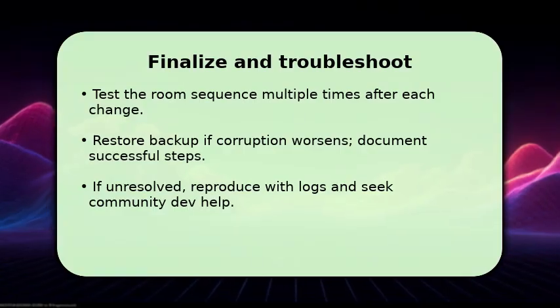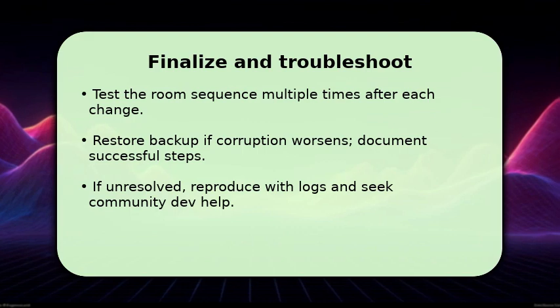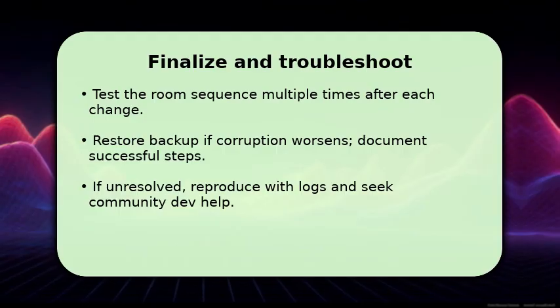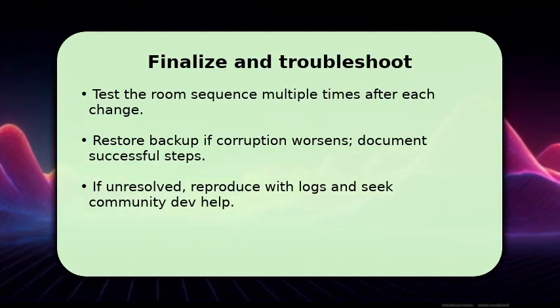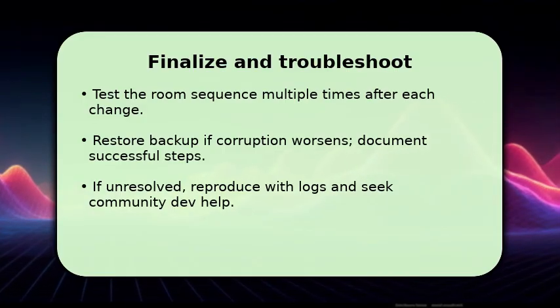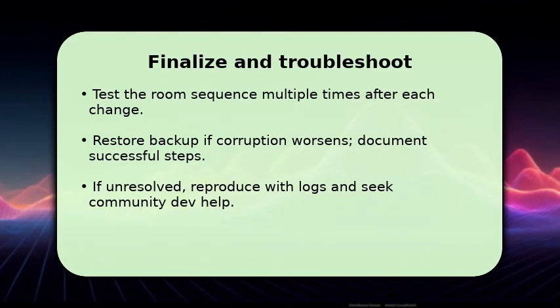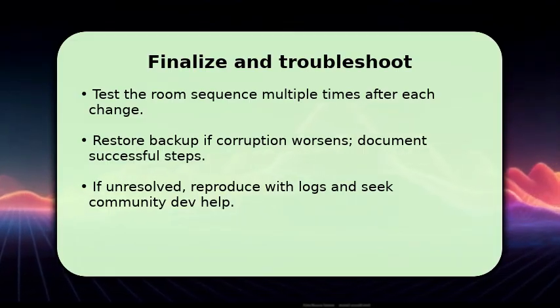Finish by testing the command room sequence several times to confirm the issue is resolved. Iterative checks catch intermittent failures. If corruption appears worse, restore your backup and document what you tried so you can avoid repeating mistakes. If the problem persists, reproduce it with logs or screenshots and share precise steps with the community or modder team. That evidence often leads to the only way fixes others can replicate and patch.